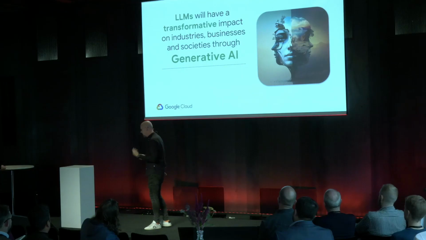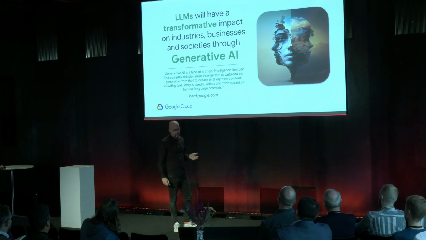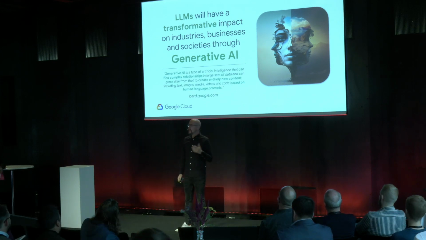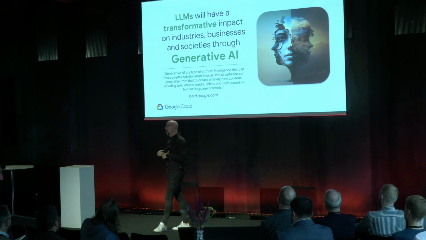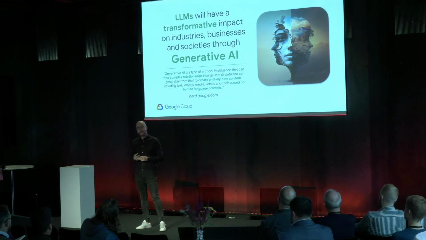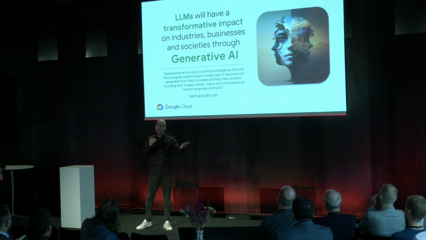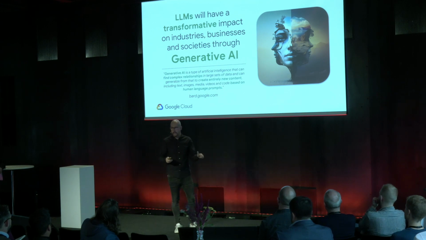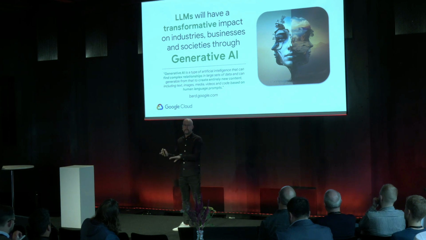Well, obviously close to what large language models are, but we asked our own Bard to get the definition. So generative AI is this type of artificial intelligence that can find complex patterns in data sets and can generalize from that, and here comes the magic, and generate completely new content, text, videos, images, even programming code, based on simple human prompts. That's really the magic thing here.